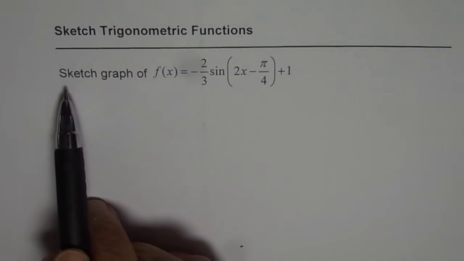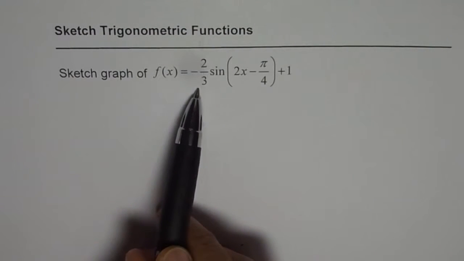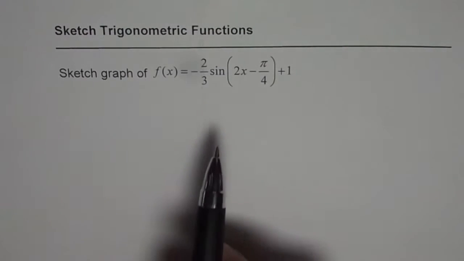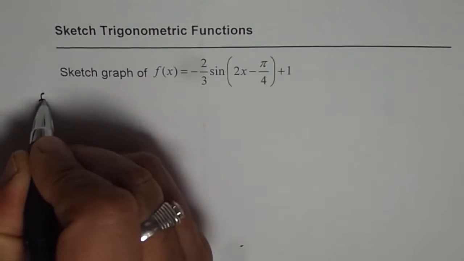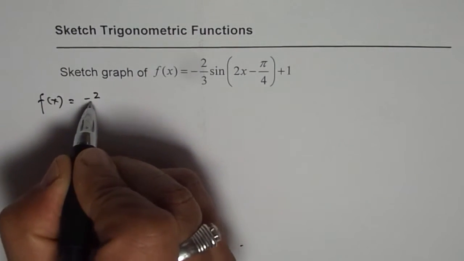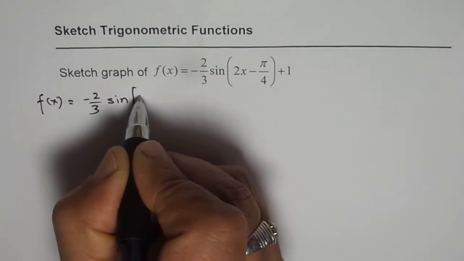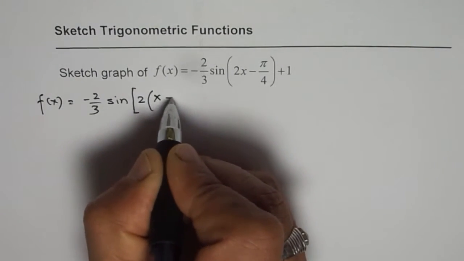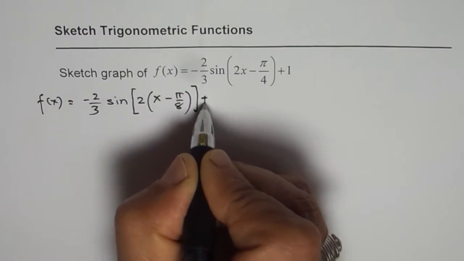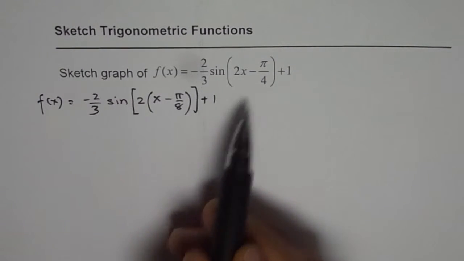It is: sketch the graph of the function f of x equals minus 2 over 3 sine of 2x minus pi by 4, plus 1. So let's first rewrite the function with the inside part factored, which is minus 2 over 3 sine of, use square brackets, factor out 2, you get x minus pi by 8. So you can clearly now see that the function is translated pi by 8 units to the right.